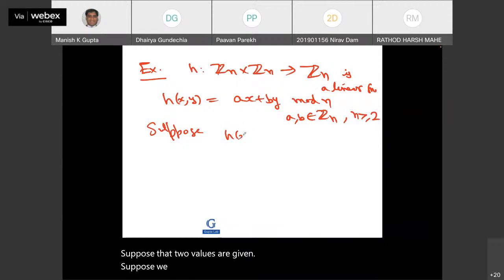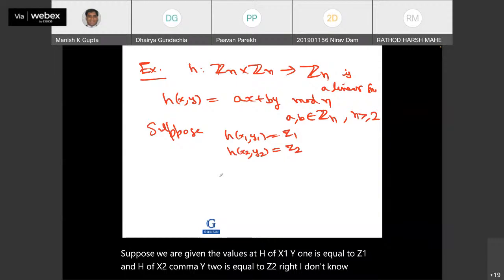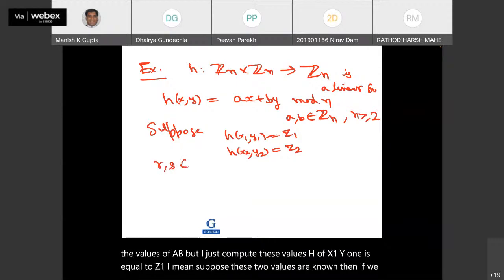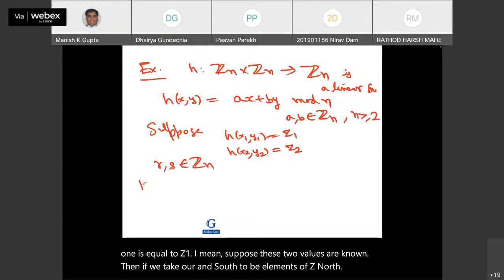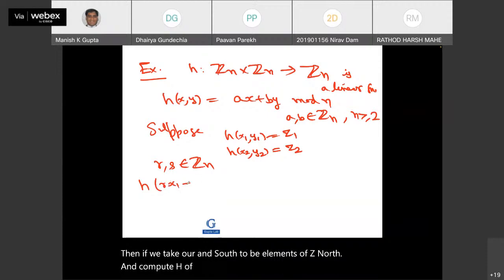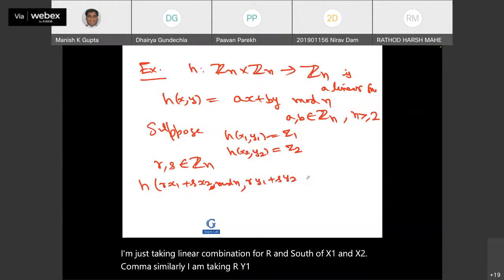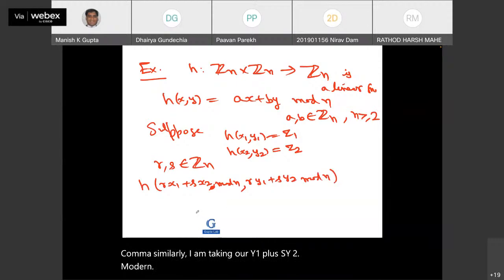Suppose we are given the values that h of x1, y1 is equal to z1 and h of x2, y2 is equal to z2. I don't know what the values of a and b are, but I just compute these values. Suppose these two values are known. Then if we take r and s to be elements of Zn and compute h of r x1 plus s x2 mod n, I'm just taking a linear combination with r and s of x1 and x2, and similarly r y1 plus s y2 mod n. I'm just computing these values.